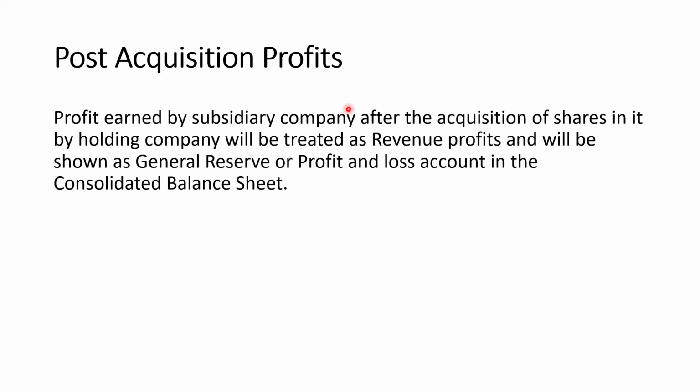The next slide shows the post acquisition profits. What does it mean? These are the profits earned by the subsidiary company after the acquisition of shares in the subsidiary. Such profits will always be treated as revenue profits and will be shown as the general reserve or profit and loss account in the consolidated balance sheet.